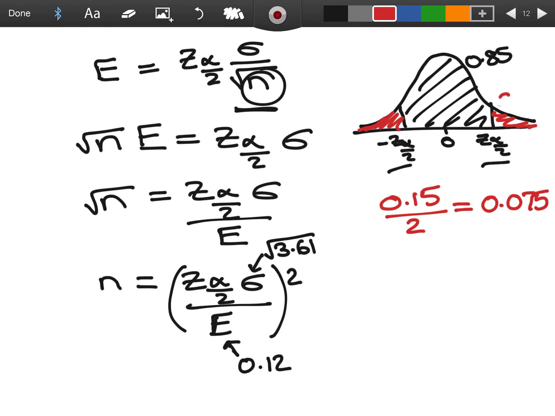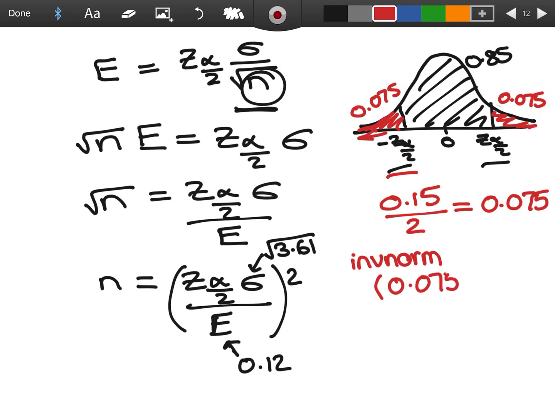So that means that I have an area of 0.075 here and an area of 0.075 here. So if I want to find z of alpha over 2, I'm actually going to go for an easier option and just find the negative version of it, and then I can make it positive. So I'm going to do inverse norm of the area to the left of that value, which is 0.075. I'm in the standard normal here.